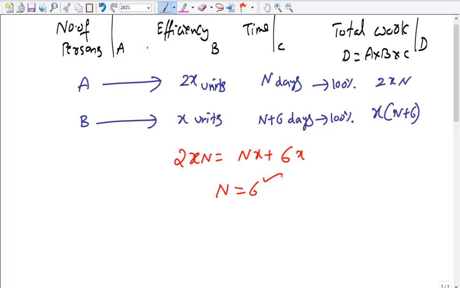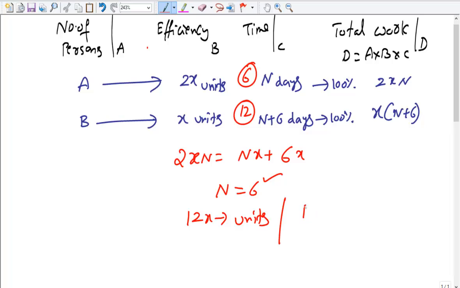That's what we get. If n equal to 6, what is n? The number of days taken by A to finish the work. What is n plus 6? The number of days taken by B to finish the work. So it's 6 and it is 12. Now we can safely say that the total work is 12x units.